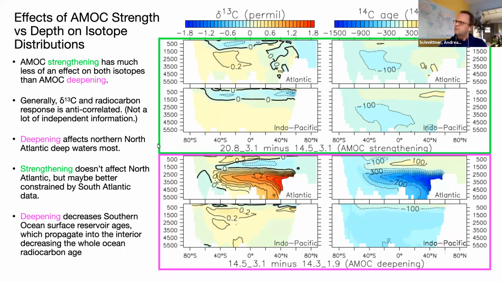In the upper, green surrounded frame are simulations with a strengthening of the AMOC. Those two simulations have 21 and 14.5 Sverdrups, but a similar depth, 3.1 kilometers in each case. On the left is the C13 response, and on the right, the radiocarbon response. As you can see, if you strengthen the AMOC, you push more North Atlantic deep water into the South Atlantic, because that is positive in C13. You have a positive anomaly in the deep South Atlantic.